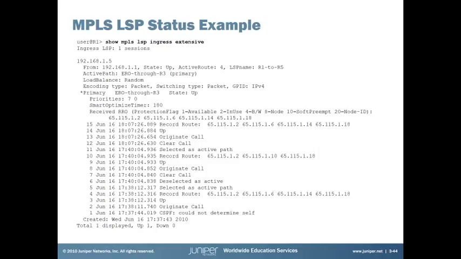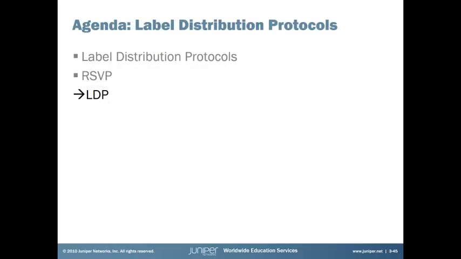A lot of stuff there we can see. We've got record route information there. We can see the path through which the LSP is going to go. So a whole bunch of information. Alright, so that's RSVP. We'll do a lab on this, and see how it works.